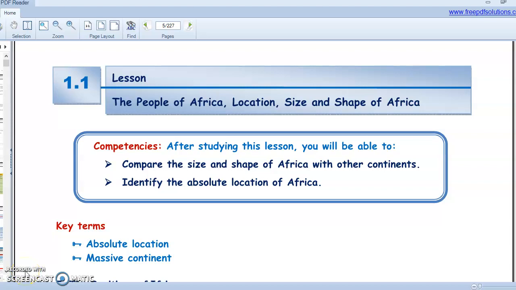Hi guys. የዛሬው ለሰናችን የሚሆነው is the people of Africa, location, size and shape of Africa ነው.